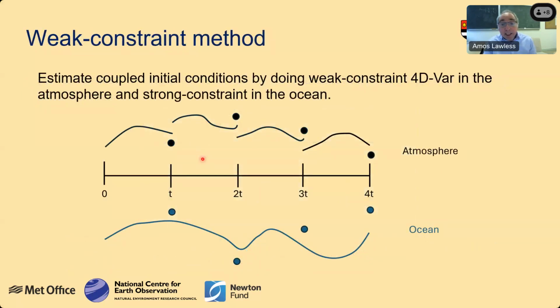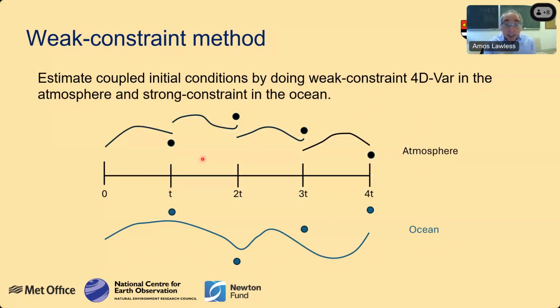The second method is based on the weak constraint method, and what we're going to do here is to treat the whole problem over the long time window, but by doing a weak constraint problem in the atmosphere and a strong constraint problem in the ocean, because over this window we're over the timescales where the ocean is still quasi-linear.